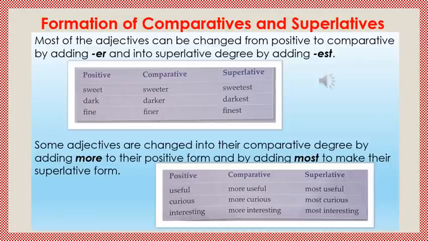If we observe these examples, you can understand that most adjectives of two syllables and all adjectives of more than two syllables form their comparative by adding "more" and their superlative by adding "most". Okay, some more examples I can tell. Attractive, more attractive, most attractive. Difficult, more difficult, most difficult. Pleasant, more pleasant, most pleasant.